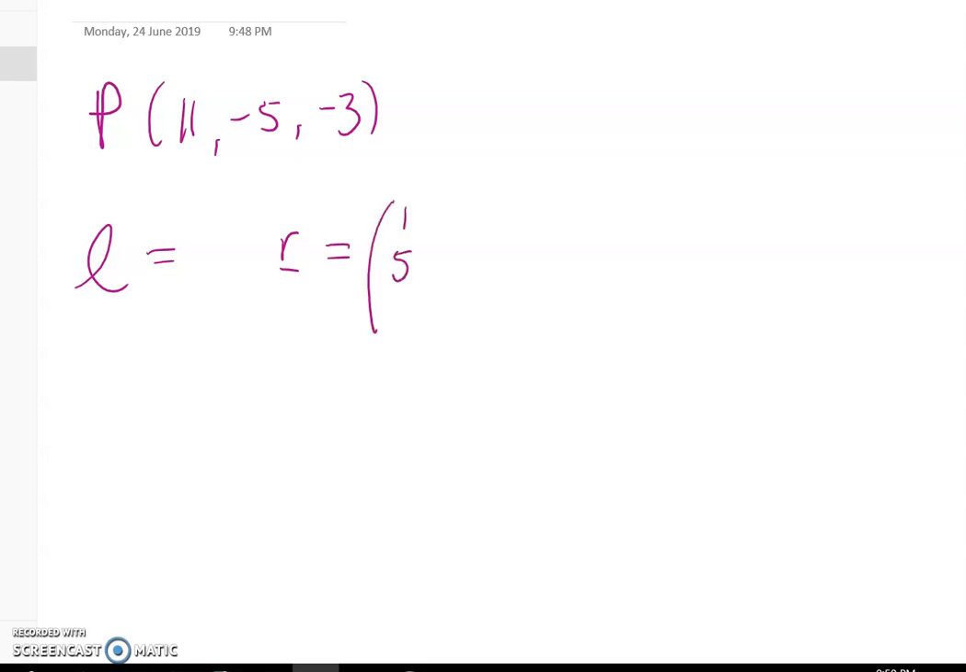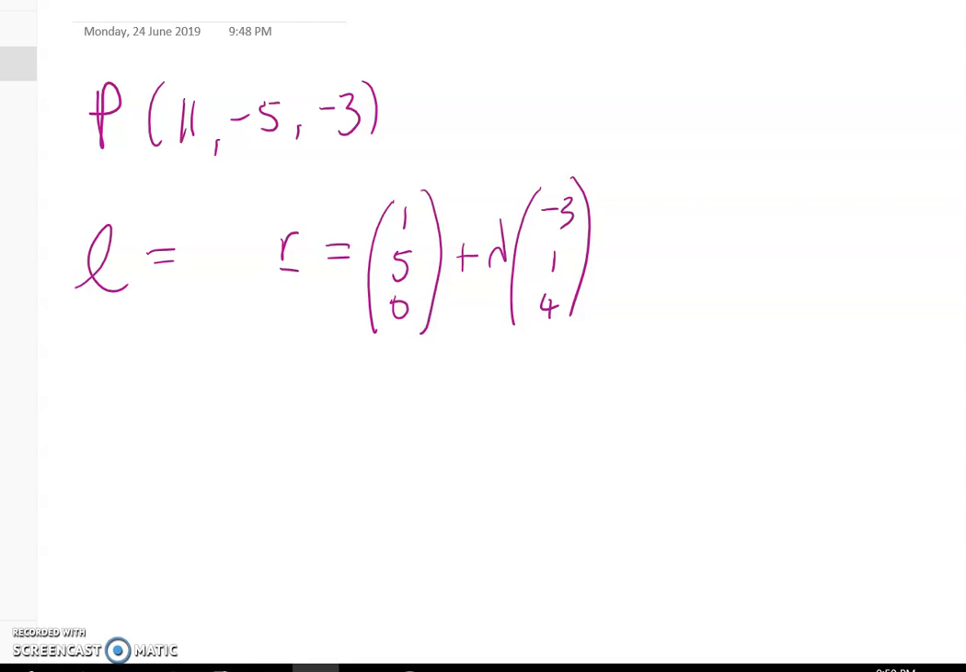Okay, so suppose that we've got a point, and the point is going to be labelled P, right? So P is (11, -5, -3). And then we've got a line, right? And the line is given to us in the following form. So we've got the vector equation of a line. So that's my starting point. And then my direction vector is (-3, 1, 4).